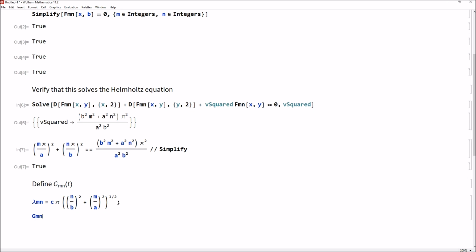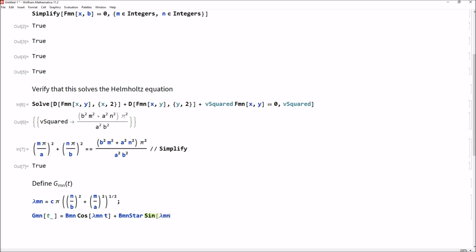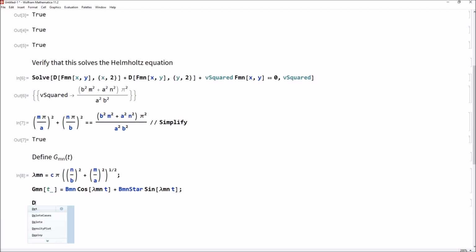Okay, and now with that in mind, we can say that g_mn, I think we said this was B_mn times cosine of lambda_mn t plus B_mn star times sine of lambda_mn t. Great. Okay, so there we go. We've got our g_mn. So let's go ahead and define the eigenfunction, right?